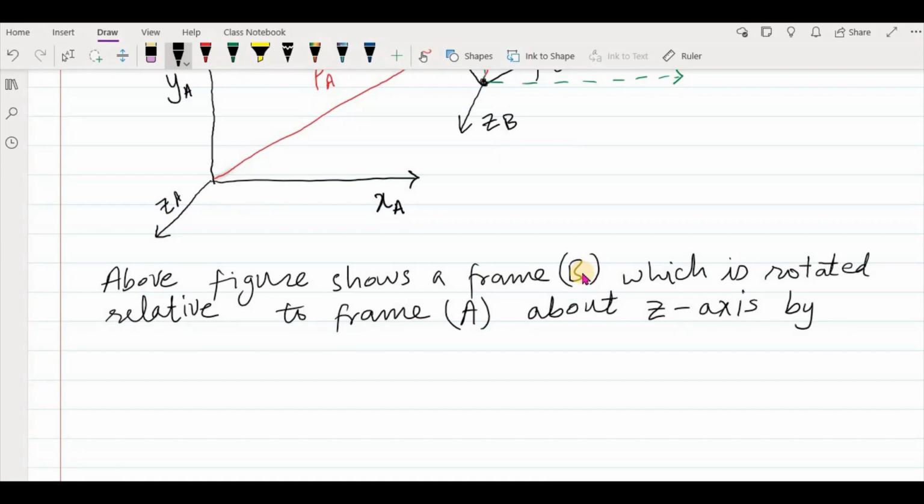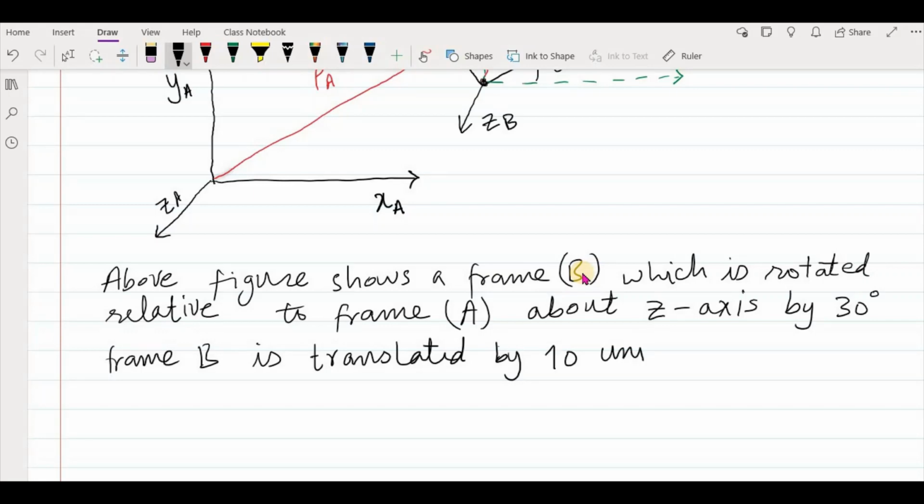So that's what we are showing here. About the z-axis by 30 degrees. So the angle theta is 30 degrees, and this frame B is translated by 10 units in x of A and 5 units in y of A. Units can be any units, it can be meters or centimeters.